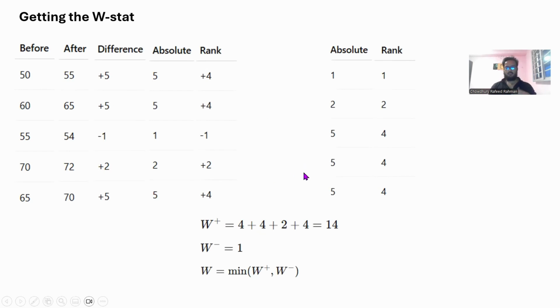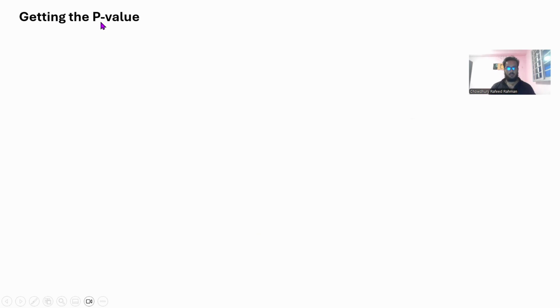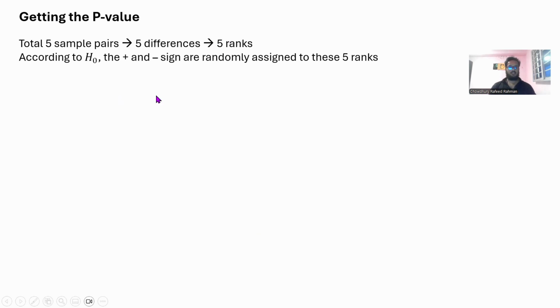So this is something I'm just telling you right now, but let's see that with an example of how to get the p-value using this table that we just saw. A few things to observe: in this dataset we have a total of 5 sample pairs. That means we are getting 5 differences, which means 5 ranks. Each of these ranks we can assign either positive or negative, which we already did in the previous slide.